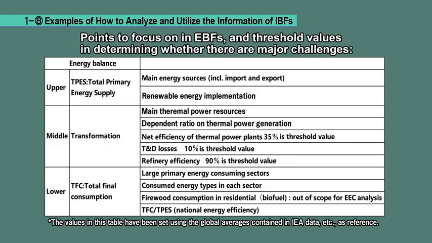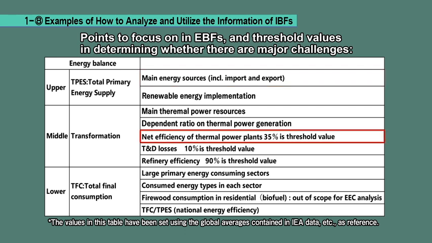Next, let me explain threshold values in deciding whether there are big challenges seen in EBFs. Threshold values are shown in the table. These values are set with reference to those such as global averages from IEA data. Regarding supply, as with Uzbekistan and Jordan mentioned earlier, the points to check are import and export, dependency on import, or dependency on fossil fuel.